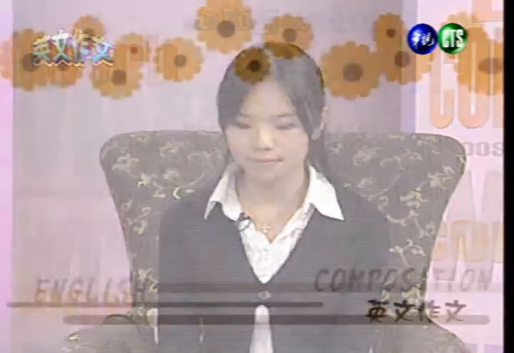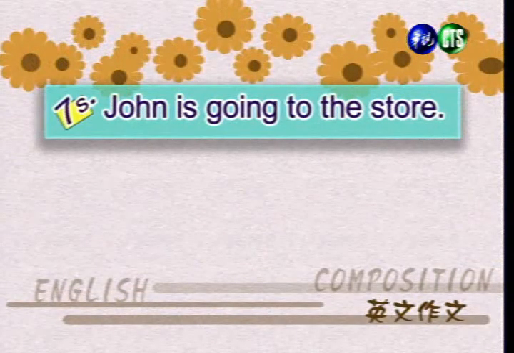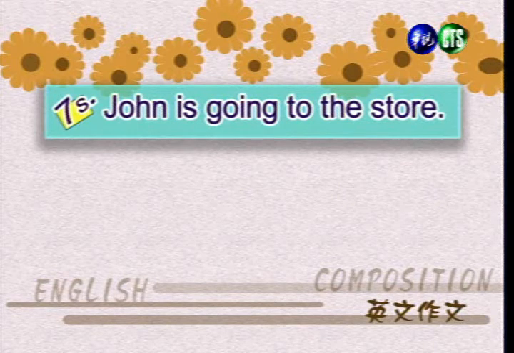Yes/no questions are formed by changing the word order of a sentence. Look at sentence 7 on page 16 of your textbook. All right, we have this sentence here. John is going to the store.